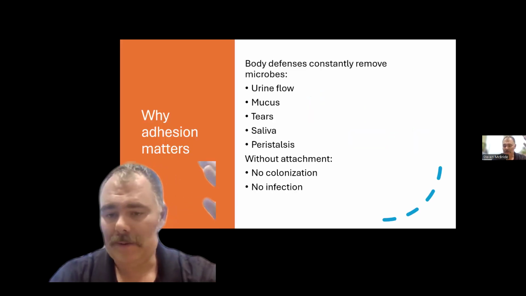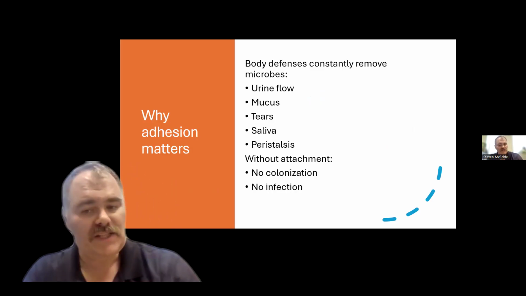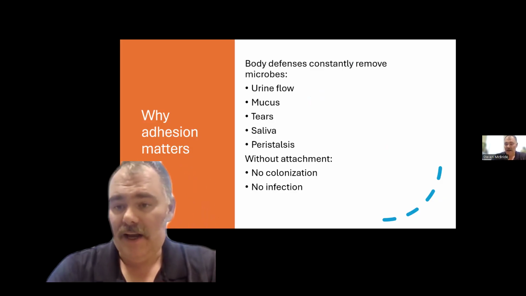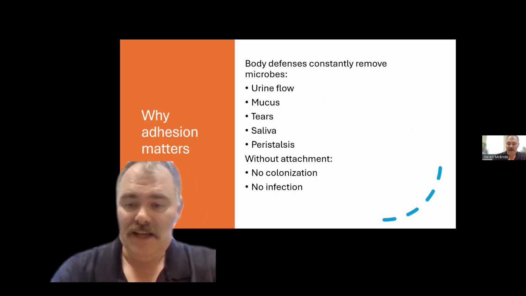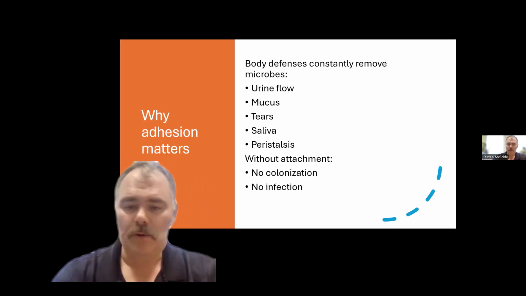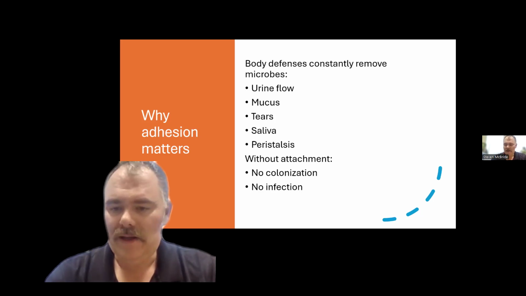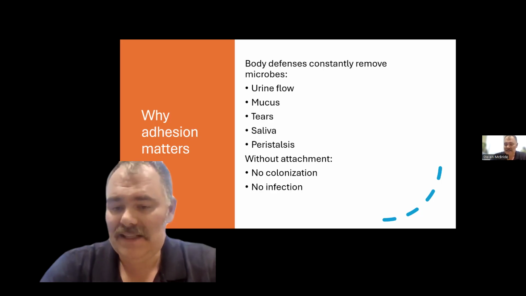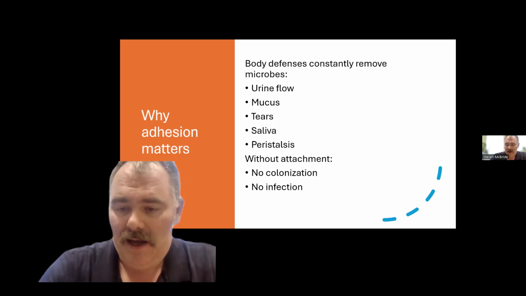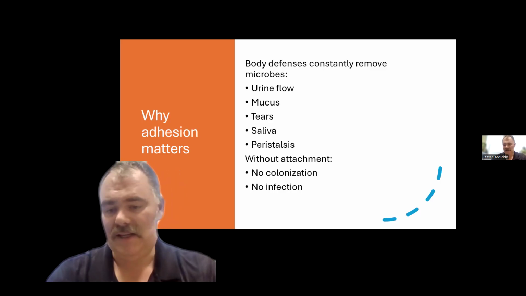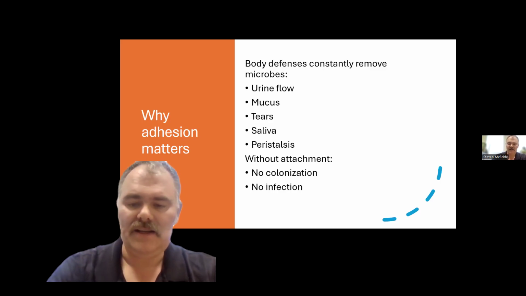Our bodies are remarkably effective at removing microbes. Urine flushes the urinary tract, mucus traps microbes in the respiratory tract, the mucociliary escalator then expels that mucus, tears wash our eyes out, saliva rinses our mouth out, and peristalsis moves material through the digestive tract. Without a way to attach, most microbes are removed before infection can begin. Because of that, adhesion allows pathogens to resist these defenses, to remain in place, and to establish and colonize that tissue. For many pathogens, attachment is one of the most important virulence factors that they possess.